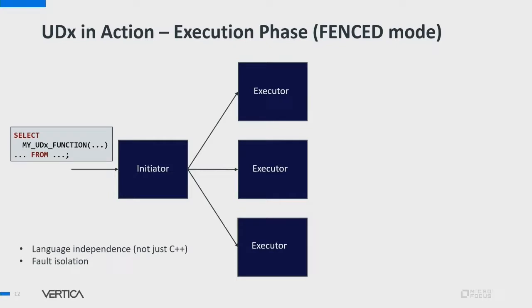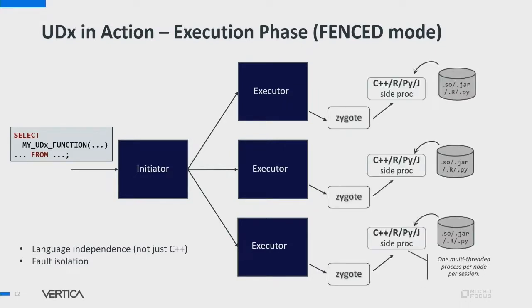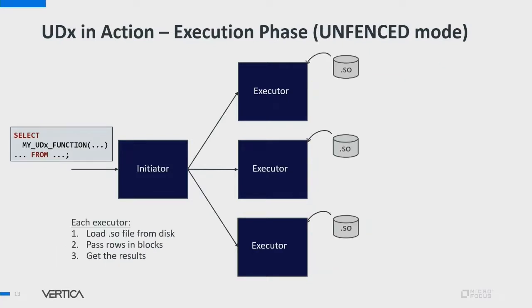So when you call the UDX function, the initiator distributes the plan to the executors. Executors are running, and then when there is a call for a Vertica UDX, the Zygote process is created, and that Zygote process loads the data and the libraries. That process communicates using a buffer whenever the process method is called. So as you can see, if there is a problem, a crash, only the Zygote process is affected; the Vertica processes are not touched. This is completely different from the unfenced mode, where, when there's a need to execute a particular UDX function, as you can see, there are no additional processes alongside the Vertica process.